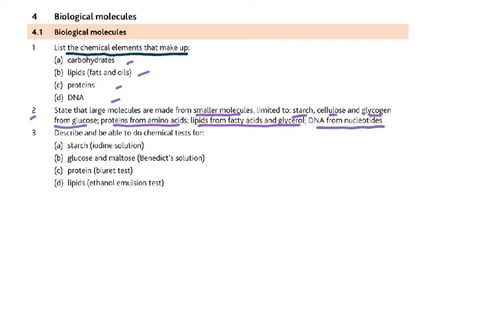Now this is new in the syllabus. And then part 3 says: describe and be able to do chemical tests for starch, for glucose and maltose, which is the reducing sugar test or the Benedict solution test, and a protein test, which is also called the Biuret test, and for lipids, which is also called the ethanol emulsion test. So this is all what is part of the chapter 4 syllabus.